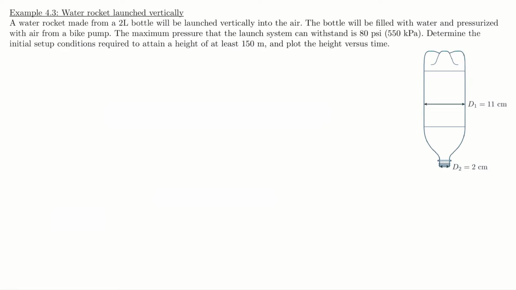Okay, so basically the way I frame this question is to say, we've got a water rocket made from a 2-liter pop bottle. We're going to launch it vertically in the air. So we're going to fill it with water and then pressurize it with air from a bike pump. I've listed a max pressure that the system can withstand. That's 80 PSI or 550 kPa.